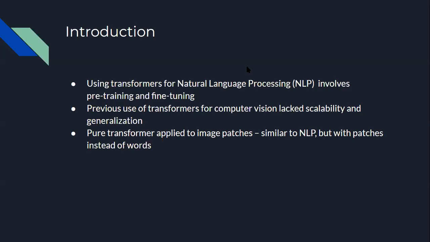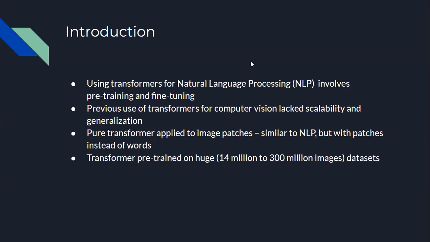To do this, they just apply a pure transformer onto image patches. It's similar to NLP, but instead of using words as tokens, they use image patches as tokens. As I said, for images, this requires a lot of data for pre-training, 14 million up to 300 million images. And as we'll see in the study, the more images, the better.